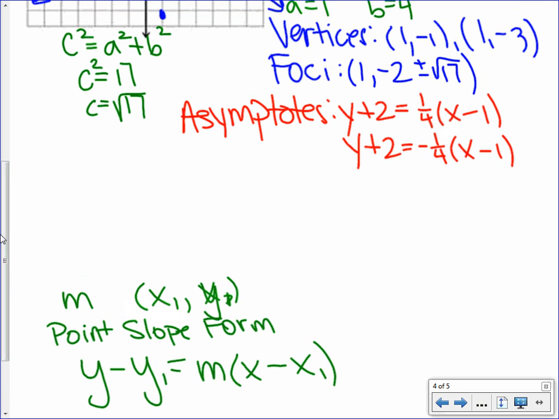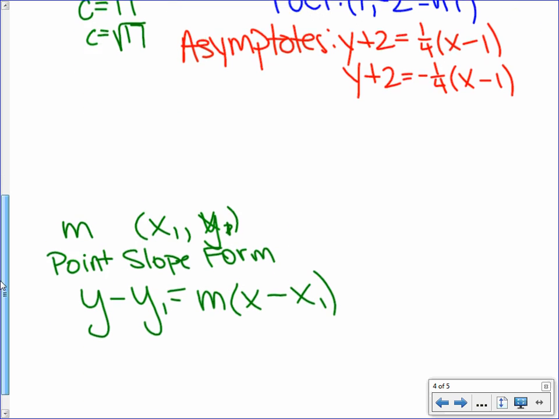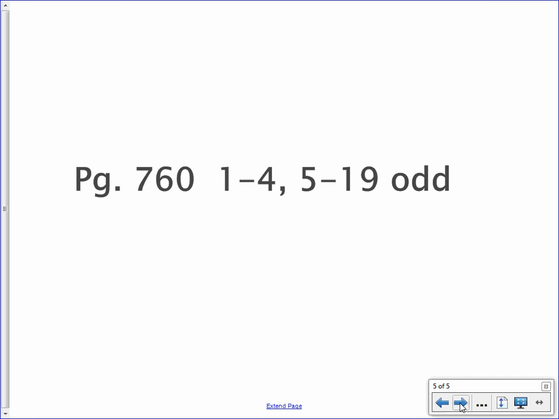Questions? Your homework here. Tomorrow we will be working backwards with hyperbolas. Don't forget our quiz is on Friday over all 3 of the conic sections we've talked about.